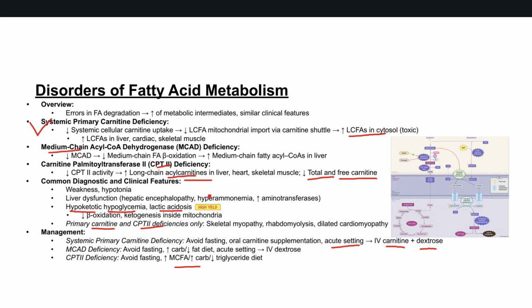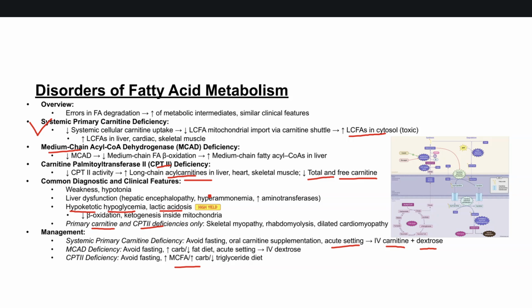Right, so in any system, who are the main organs that handle fatty acid breakdown? First of all, it's the liver, because the liver is going to generate the energy when you are fasting and so on, right? Cardiac tissue, skeletal muscle tissue, right? Those muscles will not receive any energy after a long time, and they will start to undergo degradation. So we understand systemic primary carnitine deficiency.